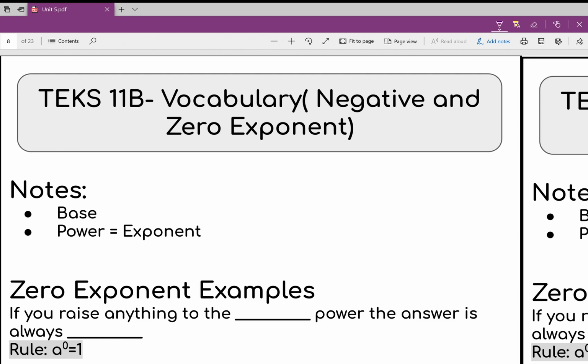TEKS 11B, vocabulary, and negative and zero exponent property. So we're starting the properties of exponents. Today we're going to talk about negative and zero exponent. So let's look at some notes.